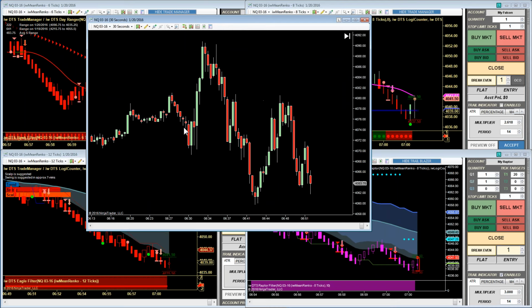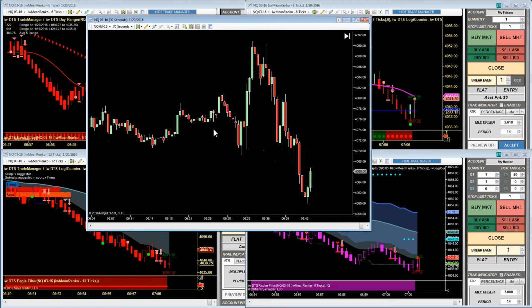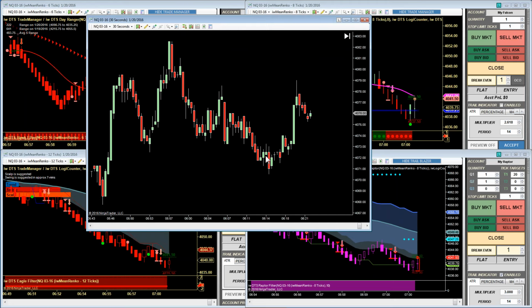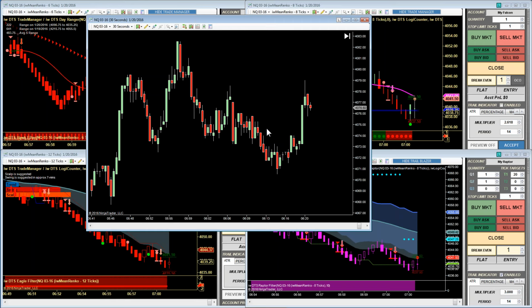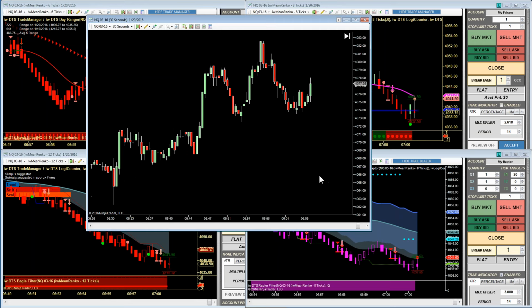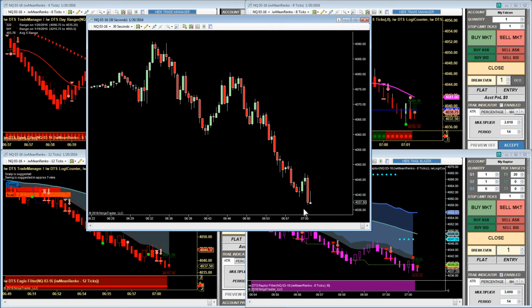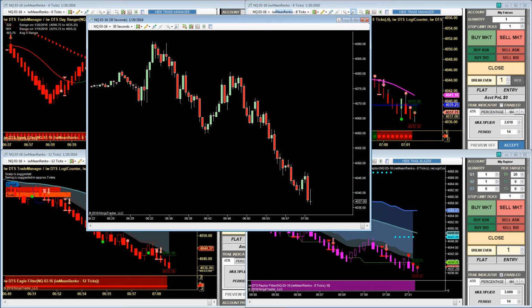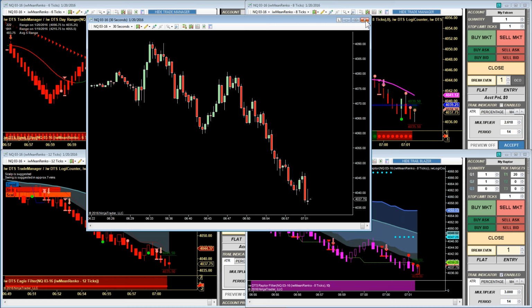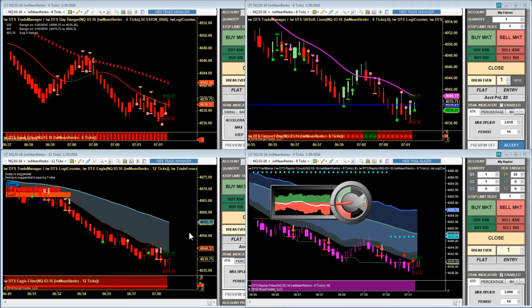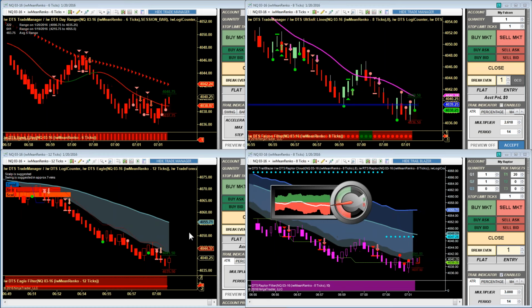It looks easy. Don't get me wrong, it looks very easy. It's very difficult to do, especially when the market starts doing this. It starts chopping all over the place. It'll drive you crazy. You'll get so jacked on coffee and cigarettes, your heart will explode. All right, so the market's settling in a little bit.